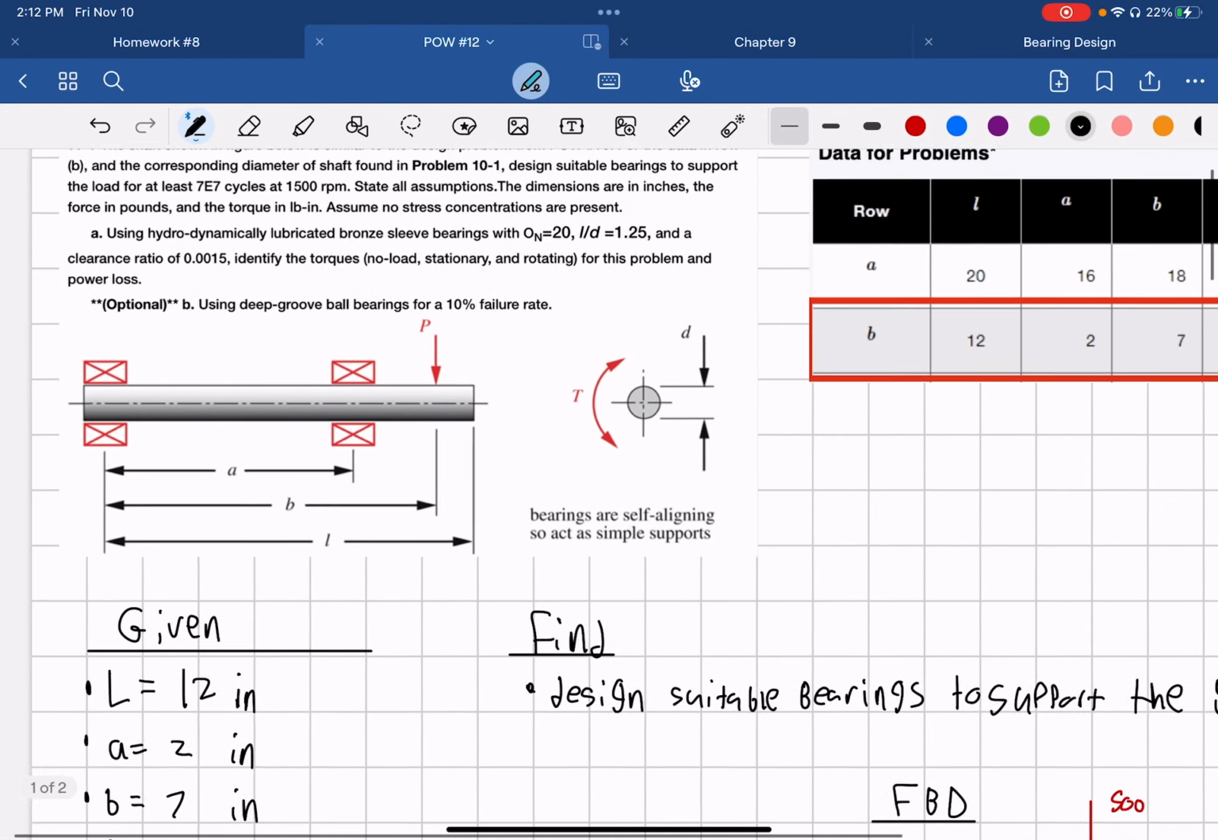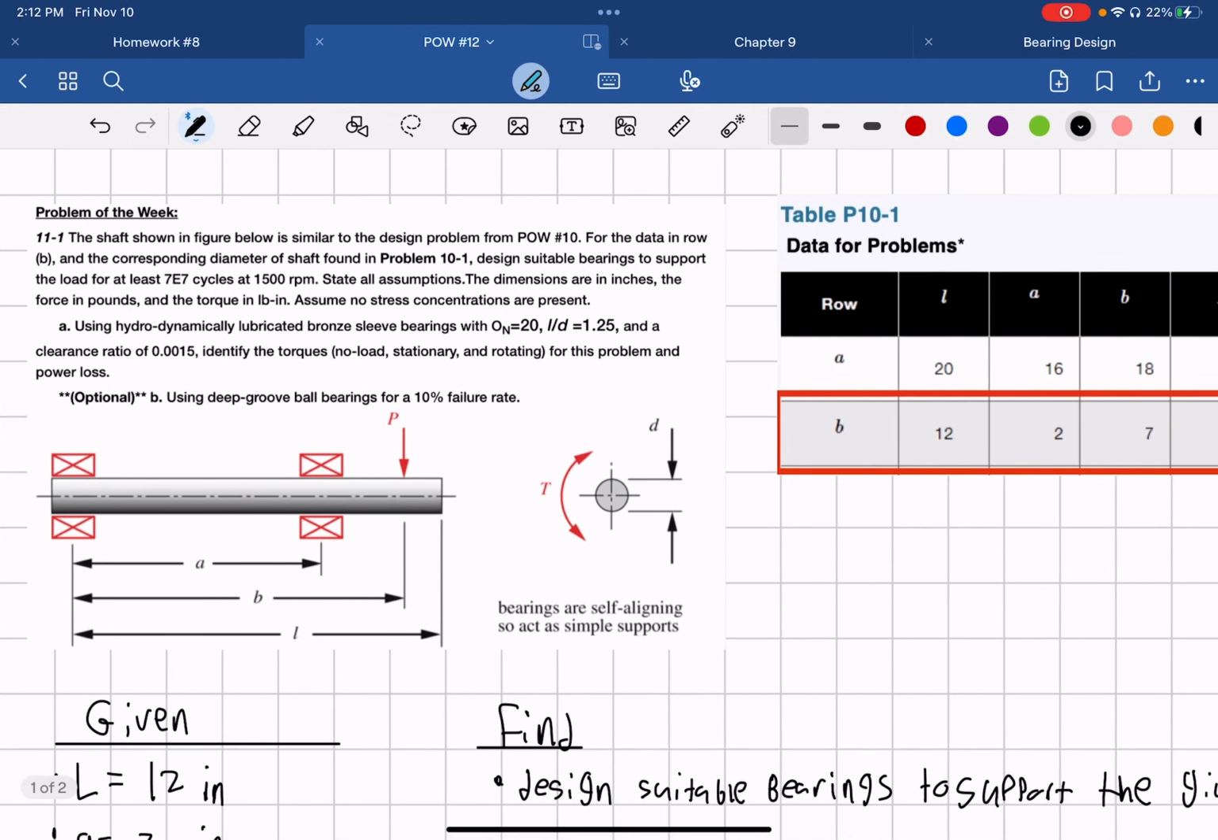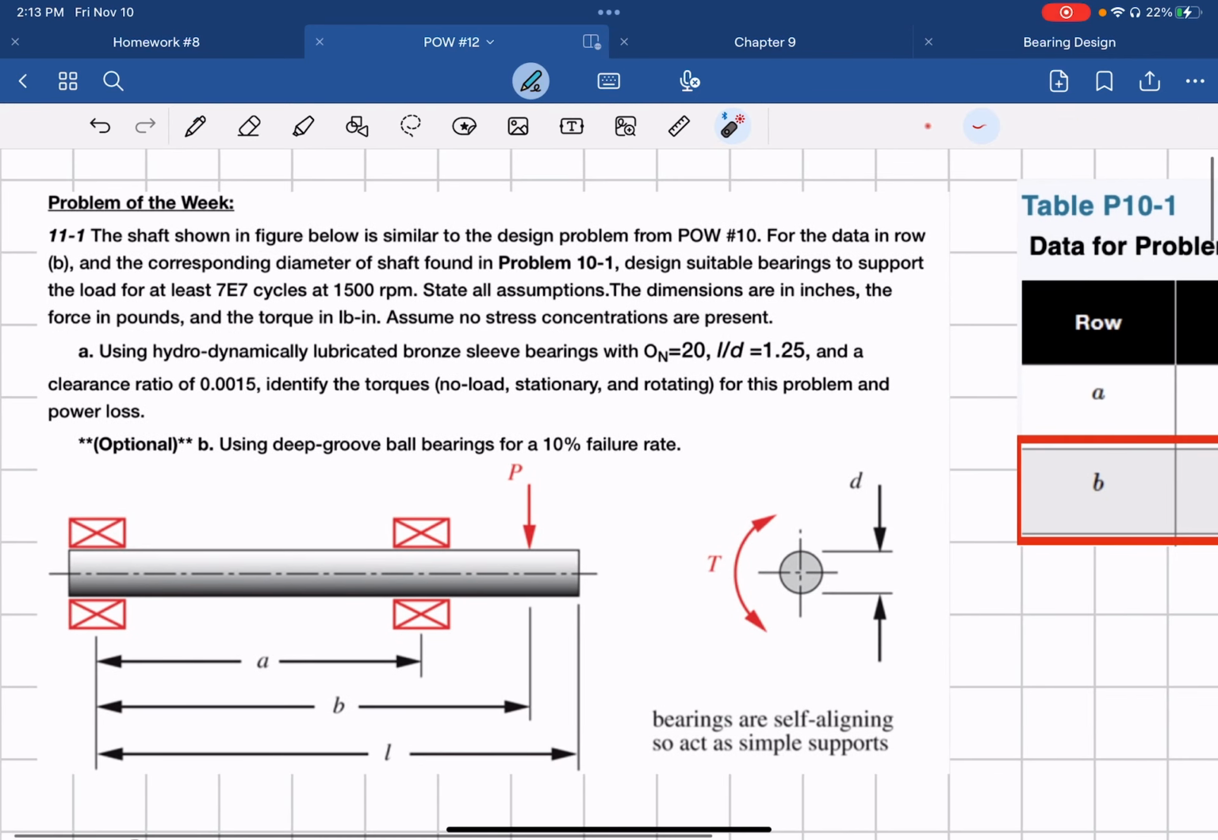So this is POW, problem of the week number 12. For this one, they are giving us a shaft which is similar to the design problem from problem of the week number 10. They want us to design suitable bearings to support the load for at least 7 times 10 to the 7 cycles at 1500 RPM.